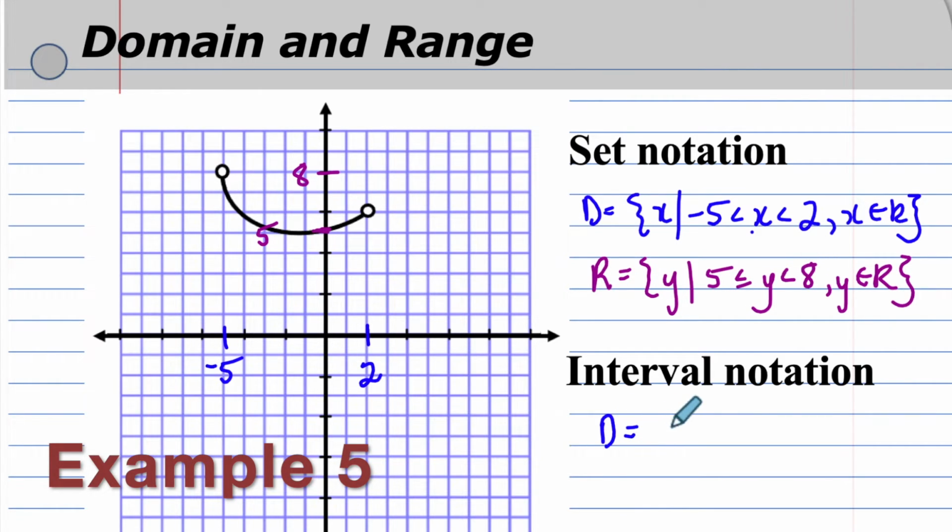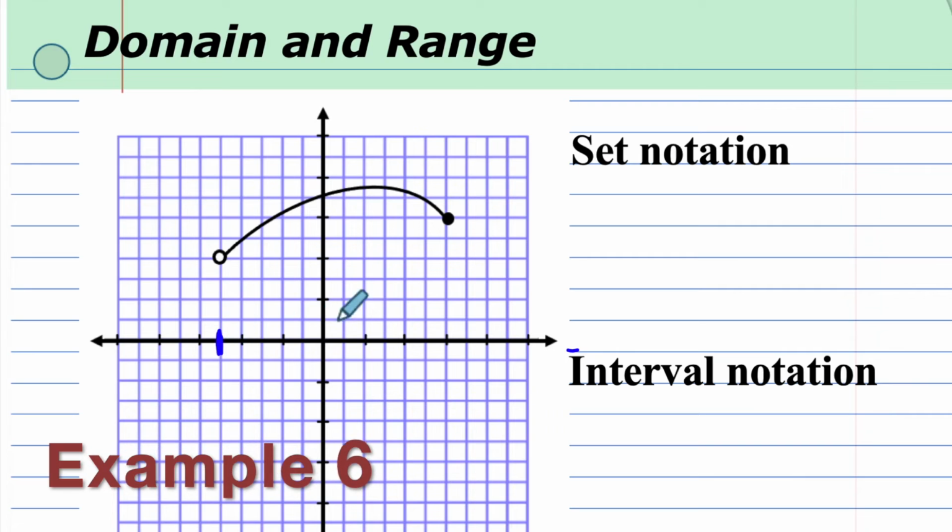And the domain will go from -5 to 2. Both ends are not included. And the range is 5 to 8. 5's included and 8 is not.